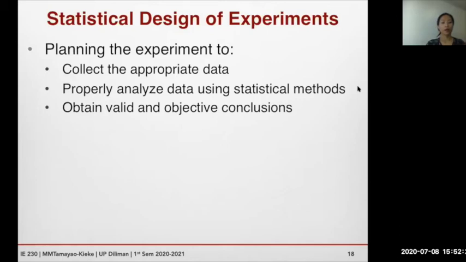Now that we've talked about the importance and applications of experimental design, as well as the different strategies of experimentation, let's move on to statistical design of experiments. What is a statistical design of experiments? It is basically the process of planning the experiment in order to collect the appropriate data and properly analyze this data using statistical methods. By doing so, you obtain valid and objective conclusions.